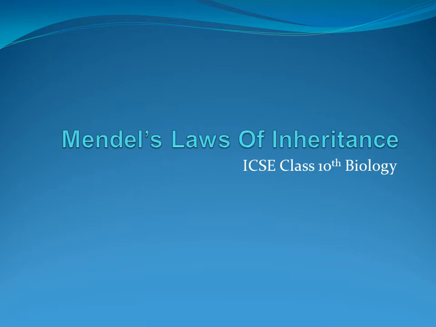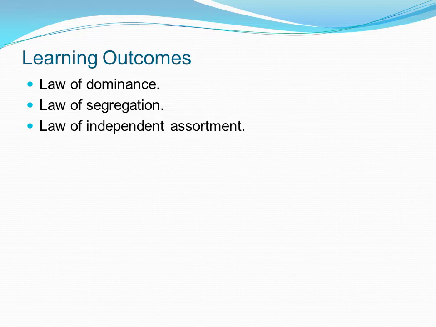That is Mendel's laws of inheritance. Now, at the end of this lesson, what are the things we will learn? As we have already referred, this is a lesson regarding Mendel's laws of inheritance, so the 3 laws we will be studying. So, what are the 3 main laws? The law of dominance, law of segregation, and the law of independent assortment.